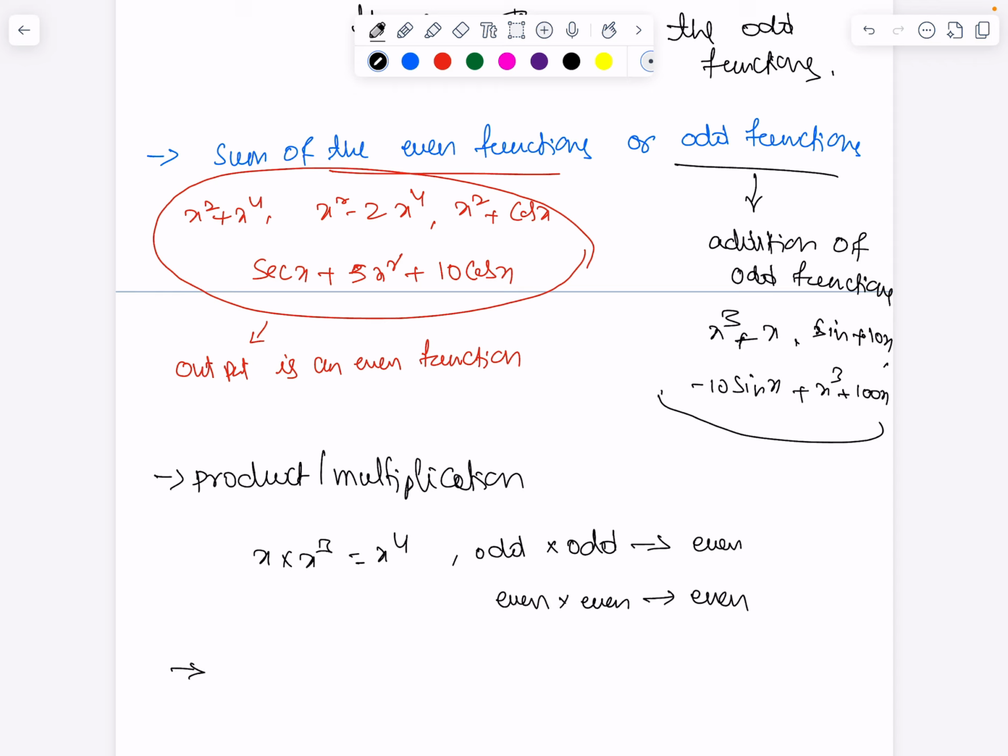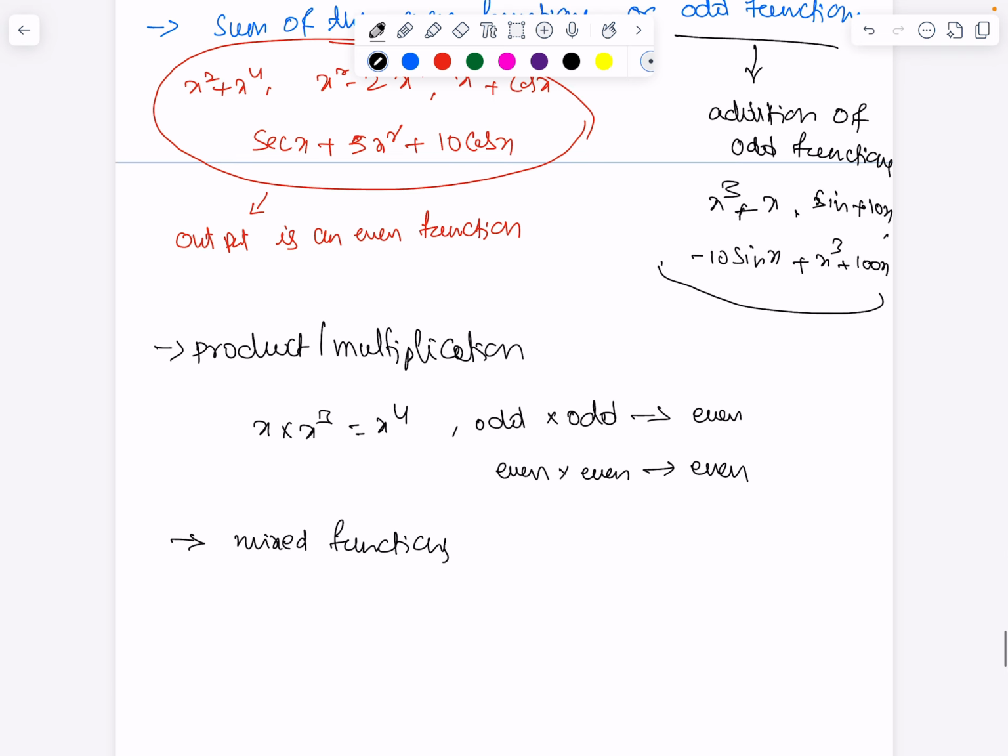So now the mixed functions. Even times odd is equal to an odd function. For example, x square into sin x. This x square sin x is an odd function: x square is even, sin x is odd, therefore the product is odd. Similarly, odd into even.